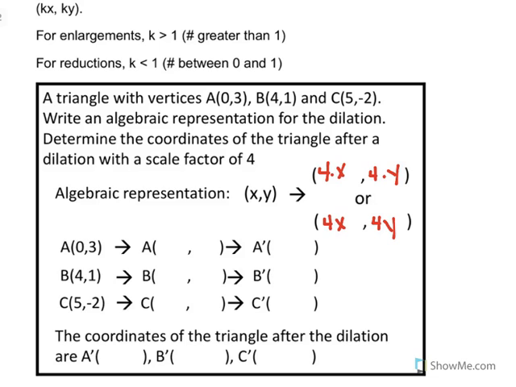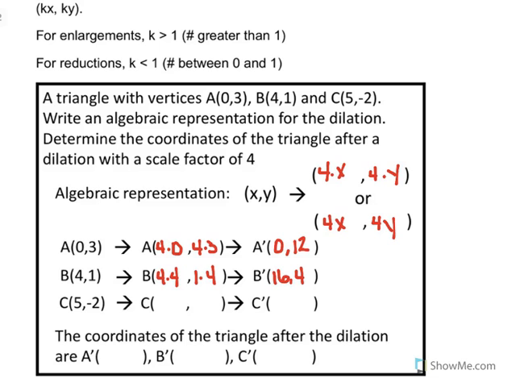So I'm going to take the 4, which is my scale factor, and multiply it times 0, and then 4 times 3. 4 times 0 is 0, and 4 times 3 is 12. So A prime is located at 0, 12. Then I'm going to take the x coordinate of 4, multiply times my scale factor of 4, take the y coordinate of 1, multiply times my scale factor of 4. 4 times 4 is 16, and 4 times 1 is 4. So the new ordered pair, or the new location for B prime, would be 16, 4.